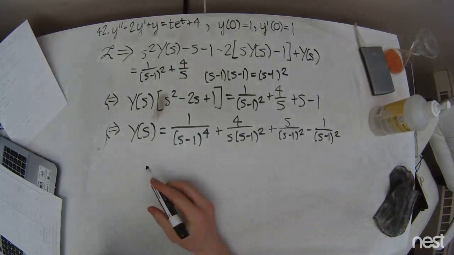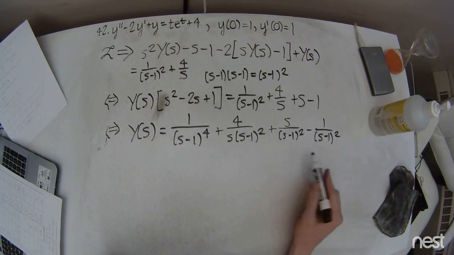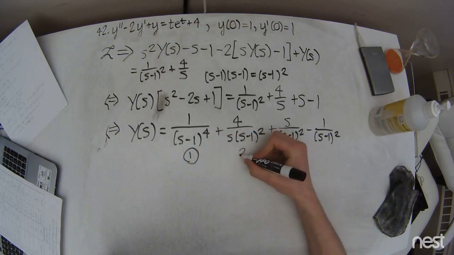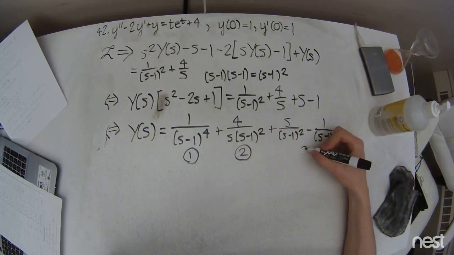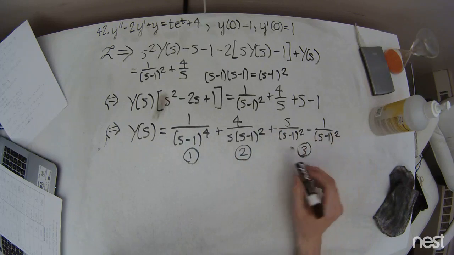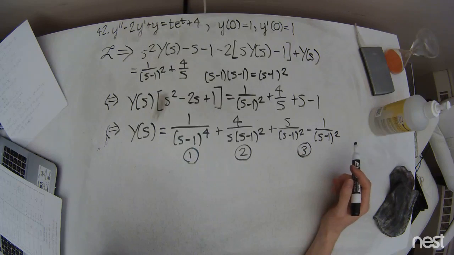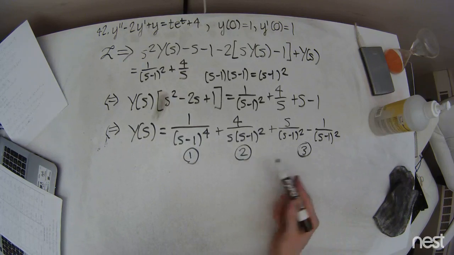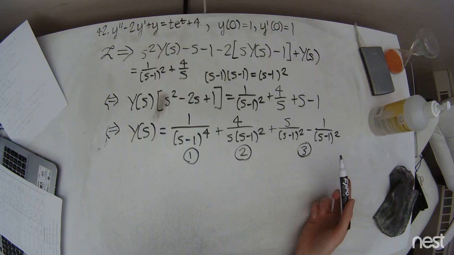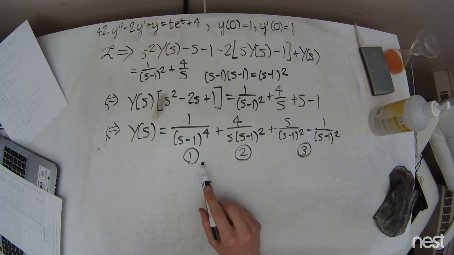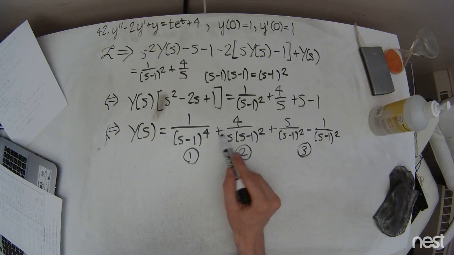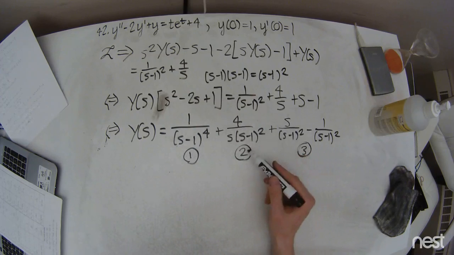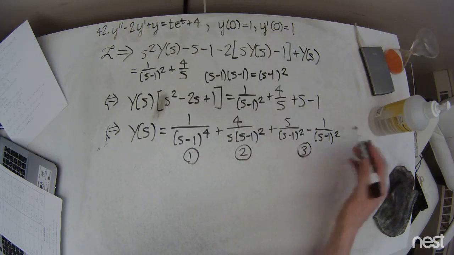Alright. So I'm going to go ahead and solve this in three different parts. Part one being this term here, part two being this term, and then part three being these two terms together. We can actually solve these in separate parts, because the inverse Laplace transform of these combinations will just be the inverse Laplace transform of this term, plus the inverse Laplace transform of this term, plus etc.